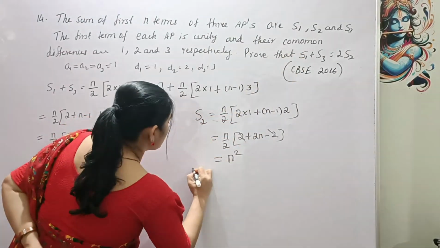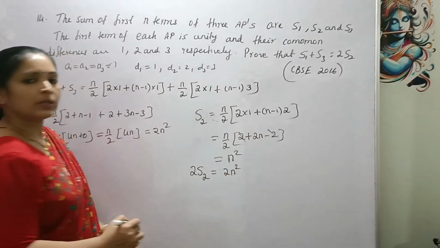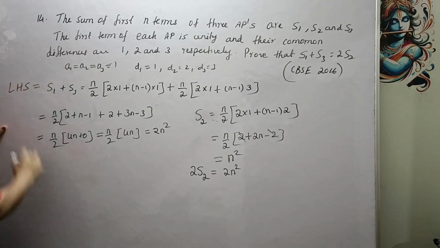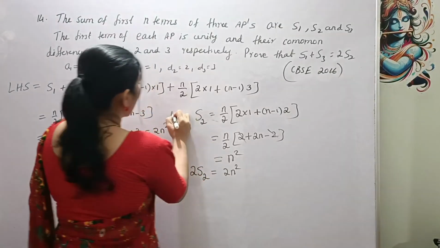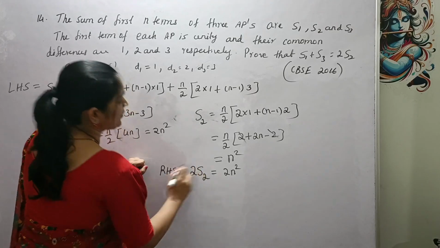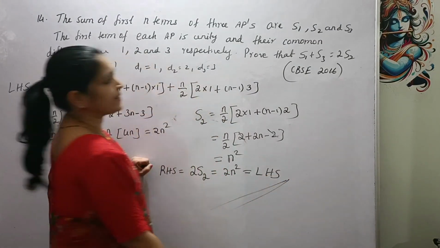What is 2S2? RHS is 2S2, right? 2S2 is equal to 2n square. Here it is LHS, and it is RHS. RHS is equal to this one. So it is equal to LHS. Hence it is proved.